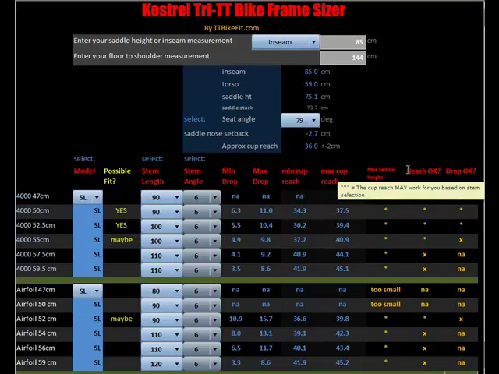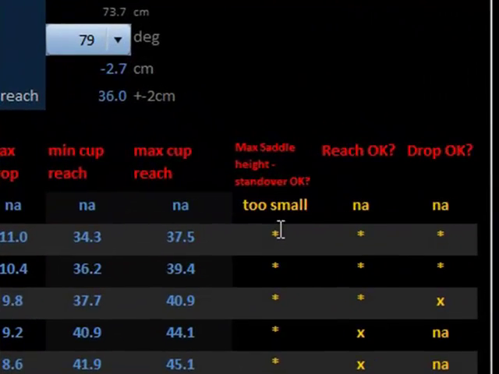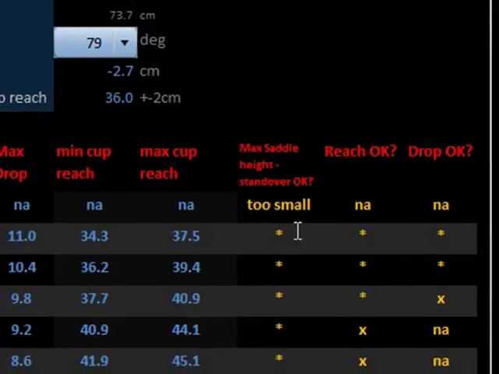But the computer does try to do this for you by making an educated guess and running through three tests. First, it's going to look at the maximal saddle height achievable on a particular frame, and it's also going to look at the standover of that frame to make sure that either of them are usable.